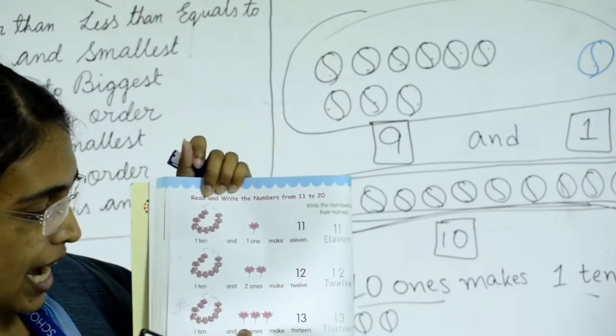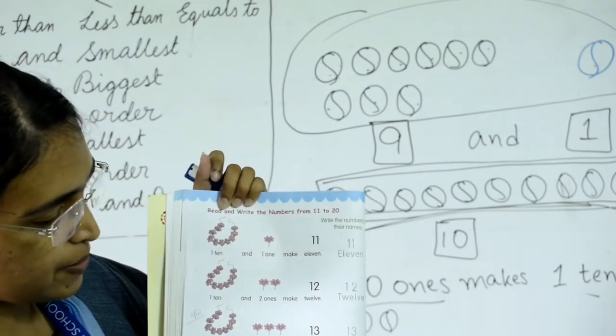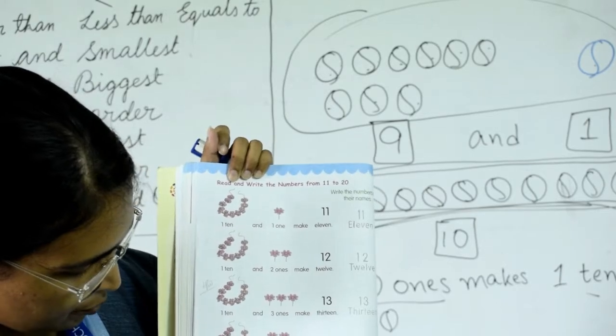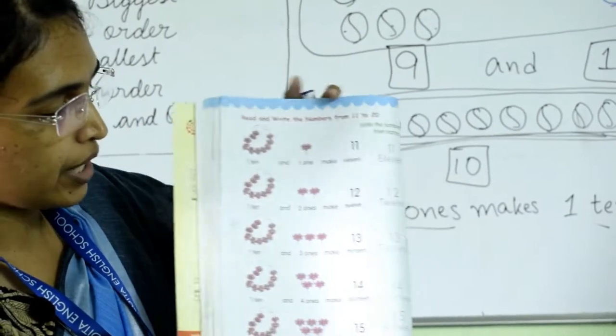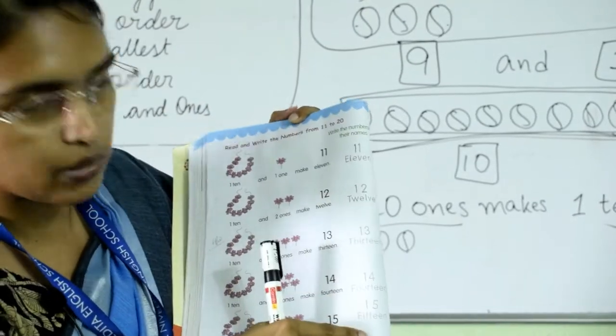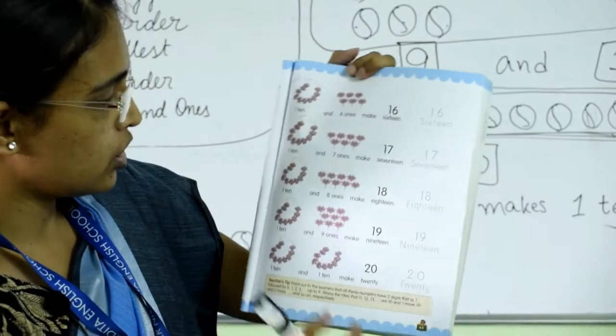Then 1 10 and 3 ones makes 13. 1 10 and 4 ones makes 14. 1 10 and 5 ones makes 15. And in this way you have to trace all the numbers and their names. This page is your homework. Now turn the page, come to the next page.